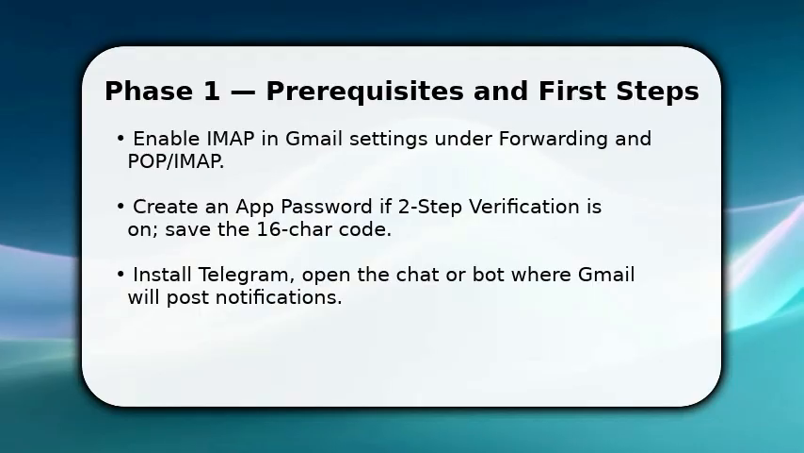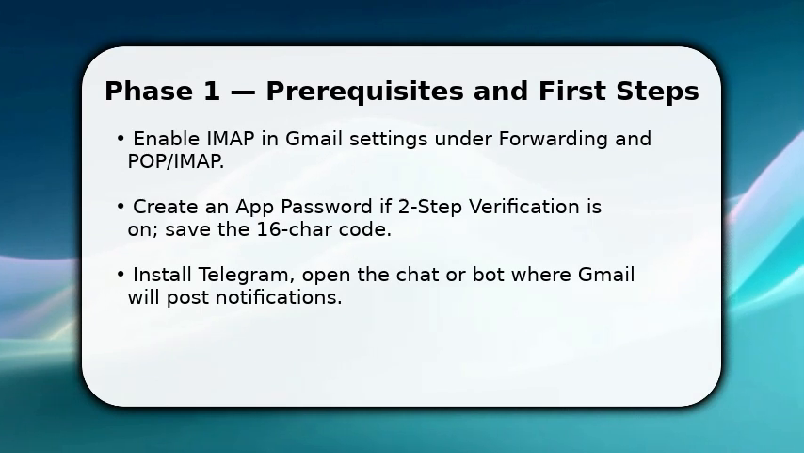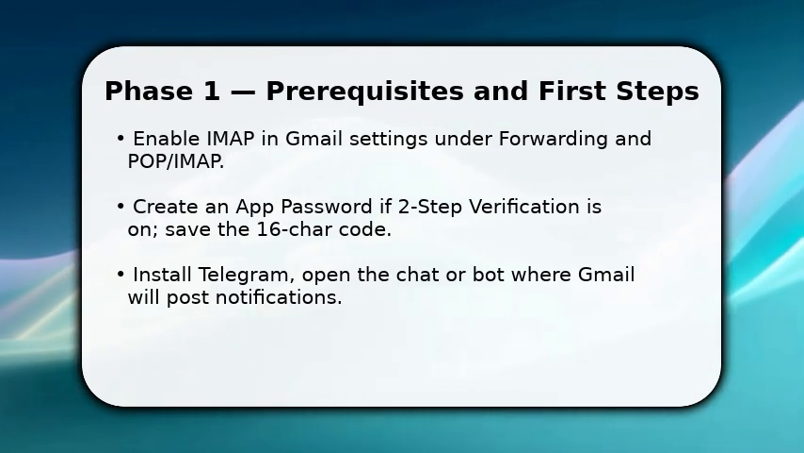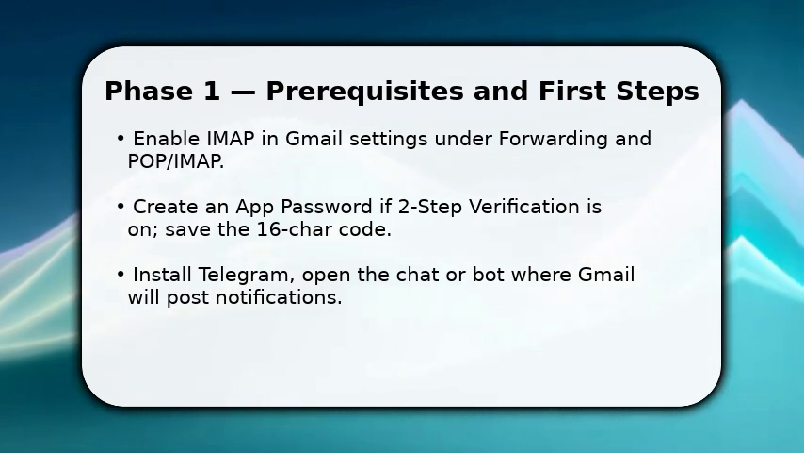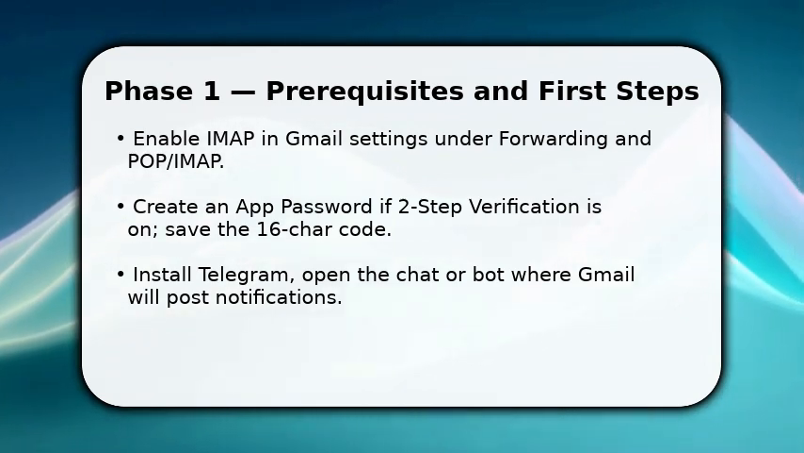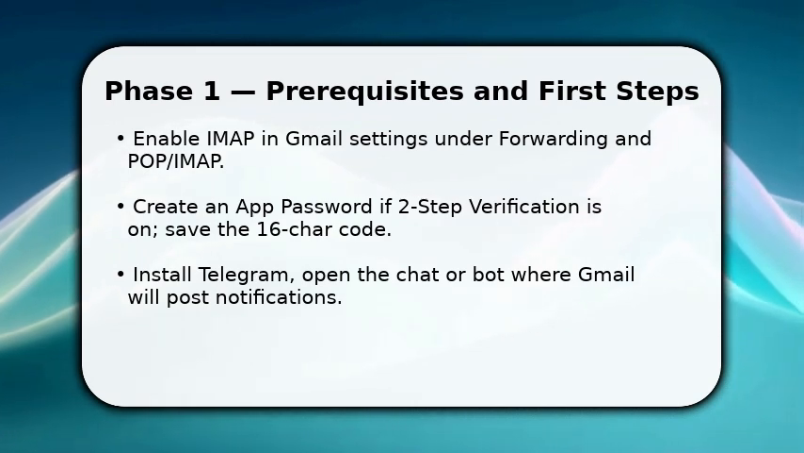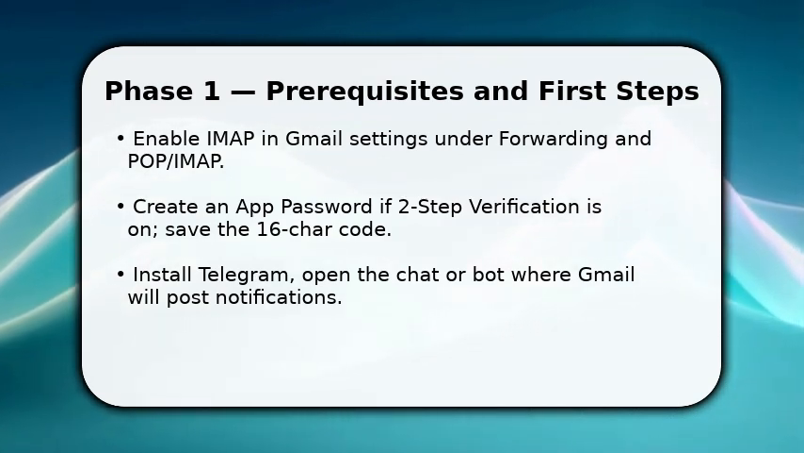Enjoy the video. You start by preparing Gmail and Telegram. First, enable IMAP in Gmail so external apps can access mail. This is required. Once done, check if your account uses two-step verification. If so, generate an app password and copy the 16-character key.